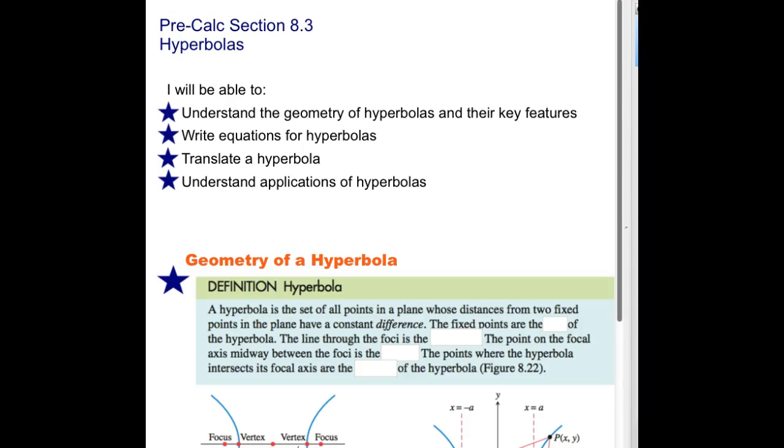Our last conic section is the hyperbola. We are going to do the same things we've been doing with all the other shapes. We're going to look at what the graph looks like, what are the key features of a hyperbola, how do we write equations for it, how do we shift those graphs from having the center at the origin, and what are some applications for a hyperbola.